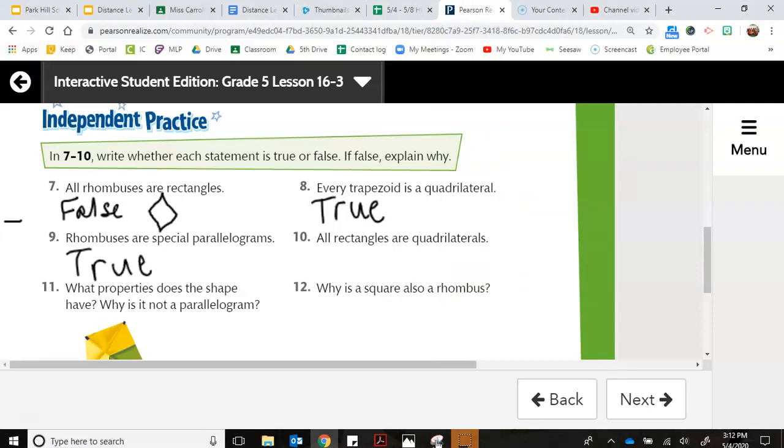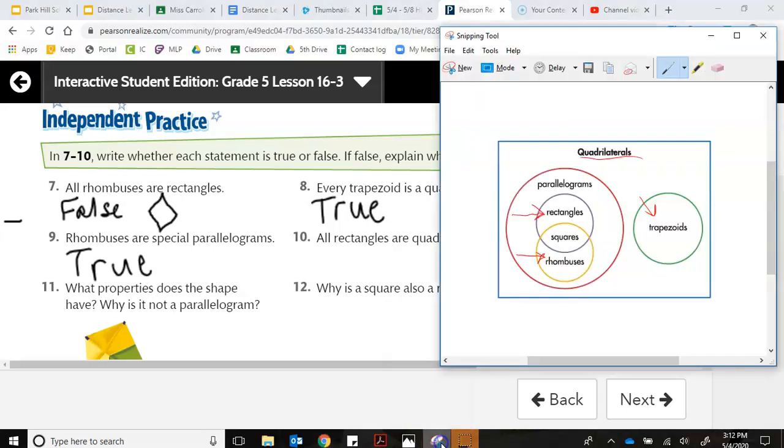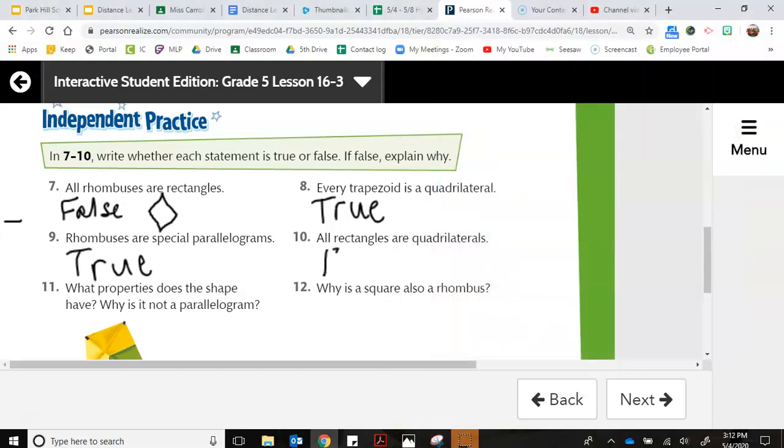And number 10, all rectangles are quadrilaterals. Well, remember, a quadrilateral is just a shape with four sides, and rectangles definitely have four sides. So yes, that is also true.